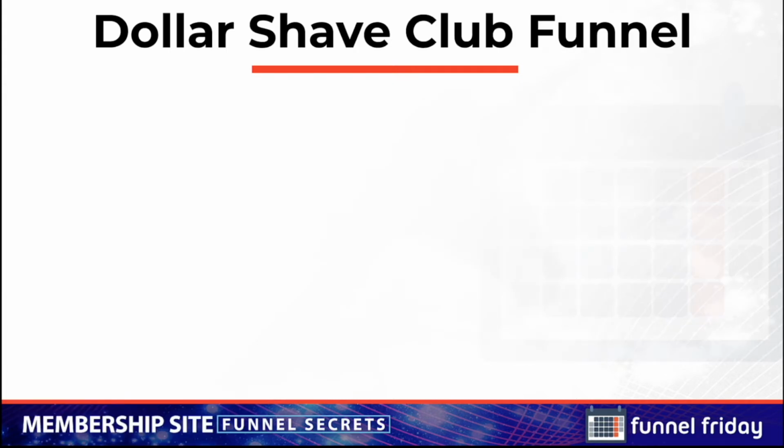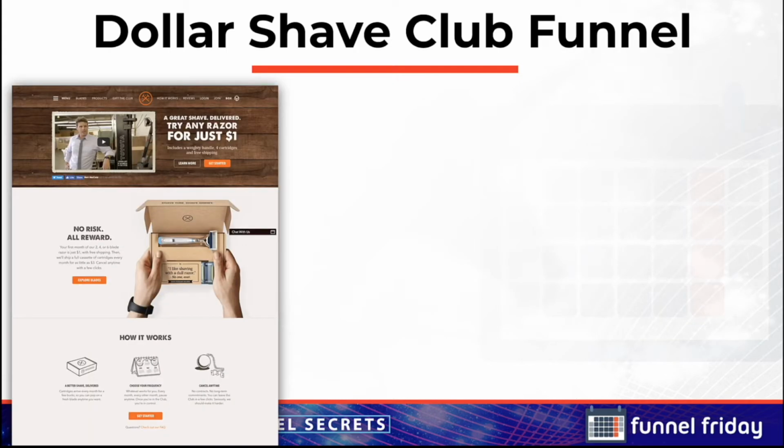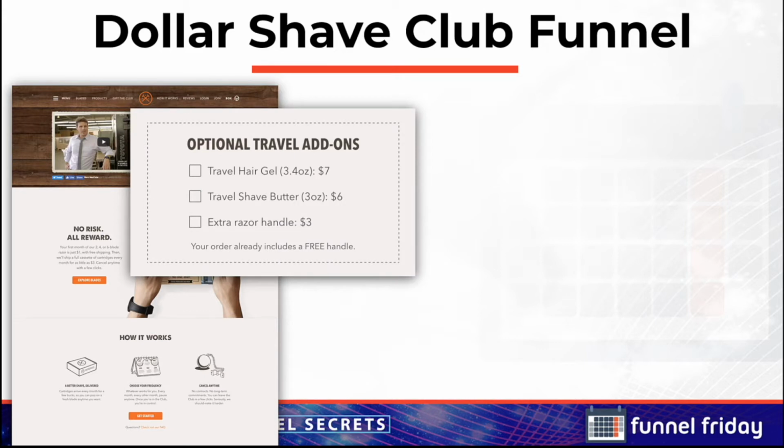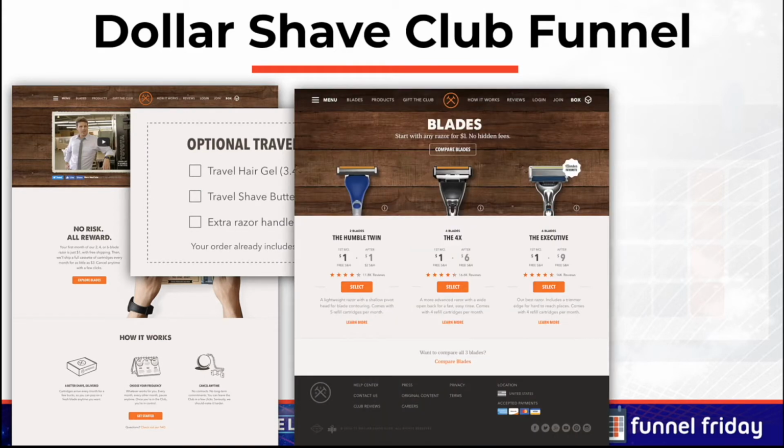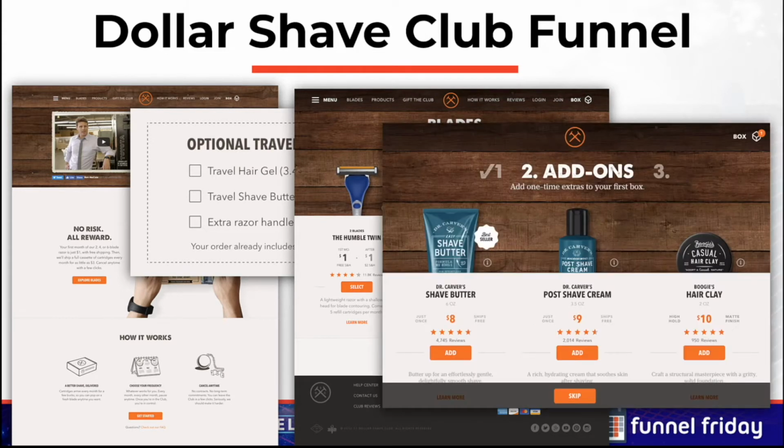And the last one I'll show is Dollar Shave Club. Same thing. Someone signs up for a razor. Then they upsell you hair gel, travel shave butter, extra razors. And then the next page is that they increase what blades they send you, and then they add on shave butter and other stuff like that.